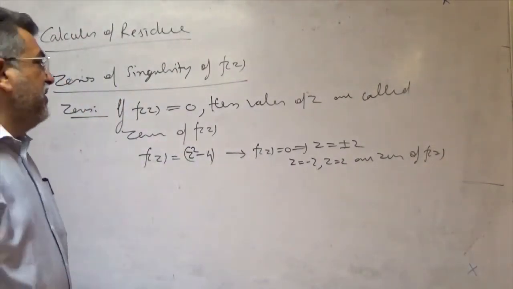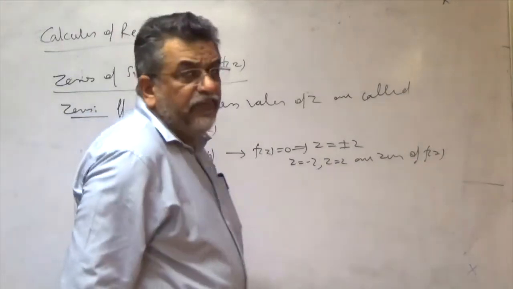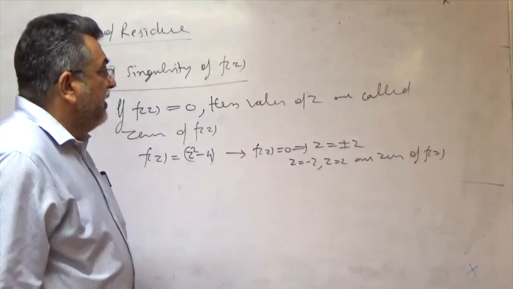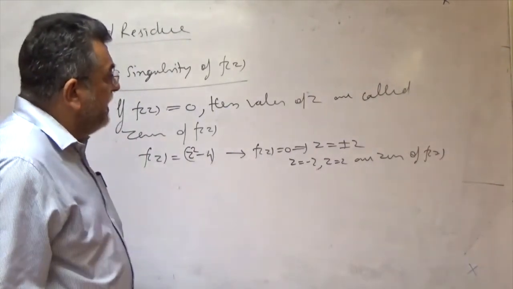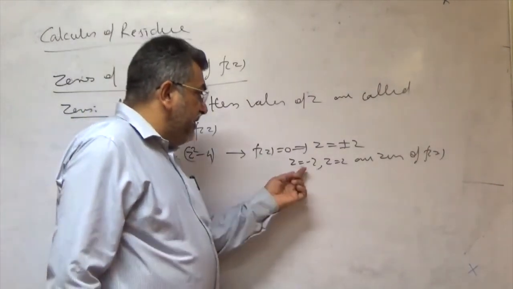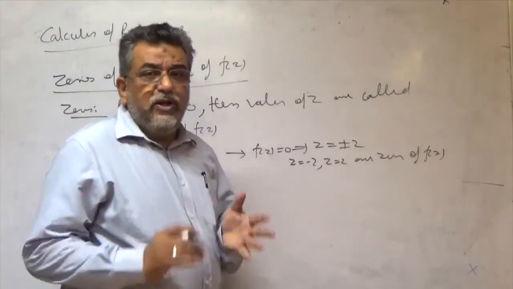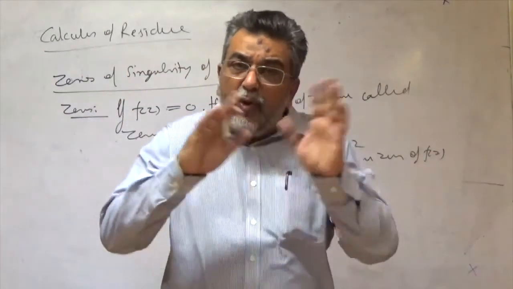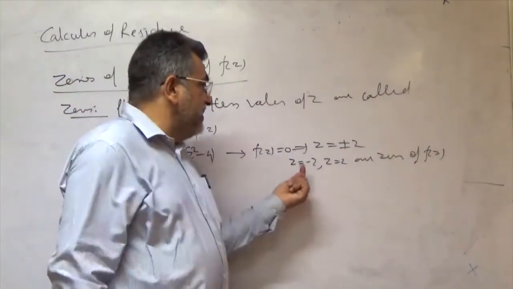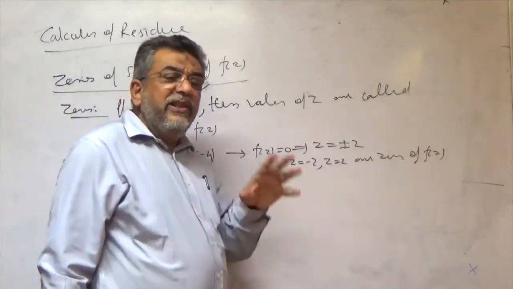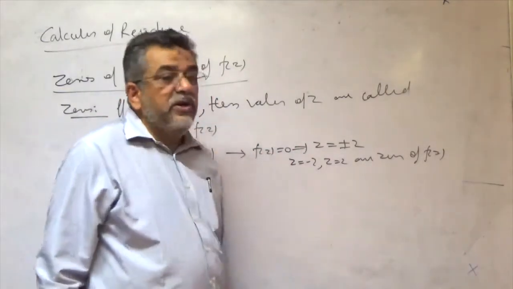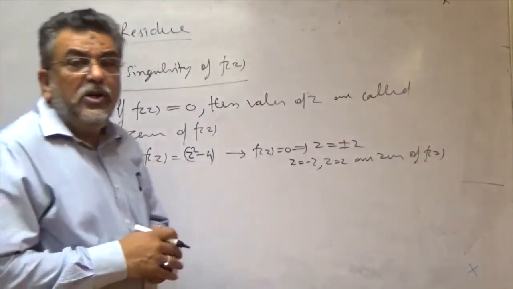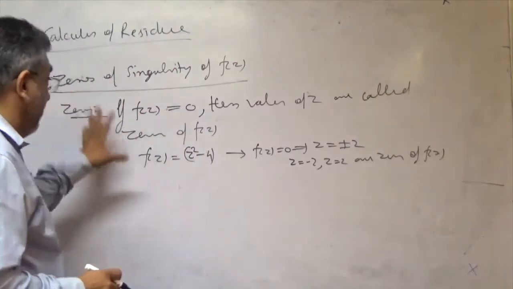And there are two types of zeros, isolated zeros and non-isolated zeros. If we take z equal to minus 2, it is a zero. If no other zero exists in the neighborhood of this, then this is an isolated zero. If in its neighborhood some other zeros exist, then it is called a non-isolated zero. This is the first thing.